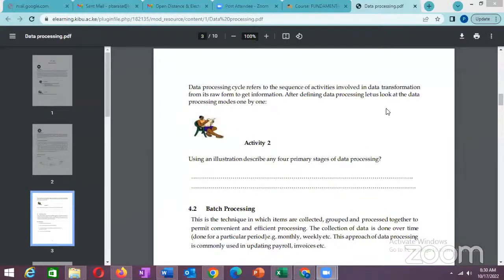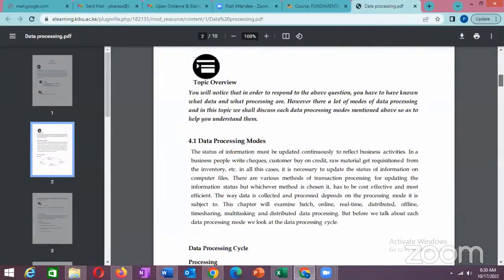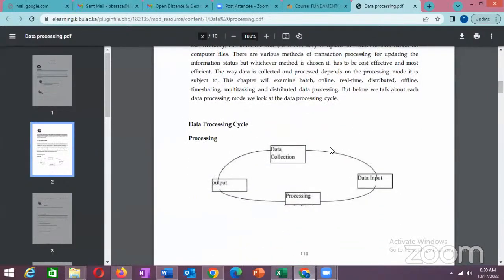So the data processing cycle refers to the sequence of activities involved in transforming data from its raw form to get information. After defining data processing, now we are looking at this. So data collection, this is where you collect data. You can have primary data, which you can collect from questionnaires and surveys. You can have primary data and secondary data.